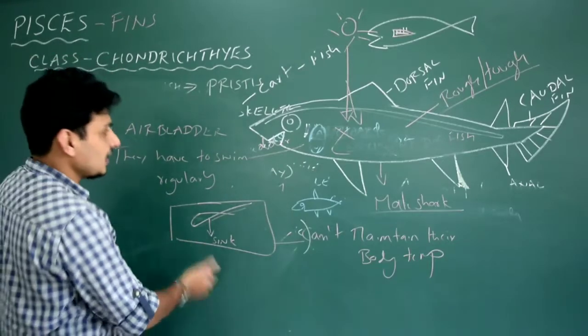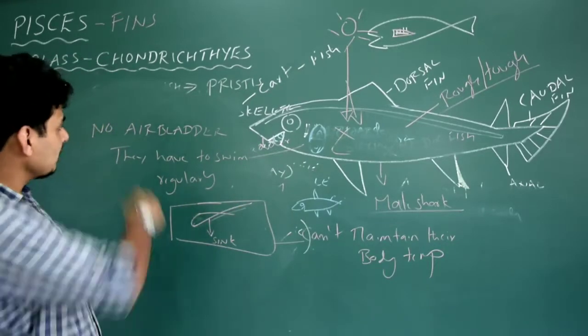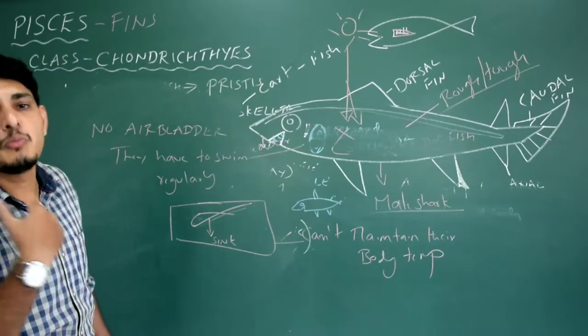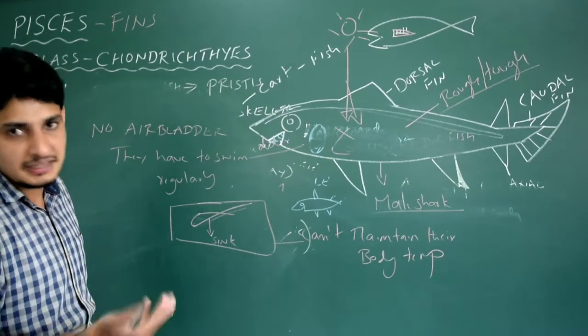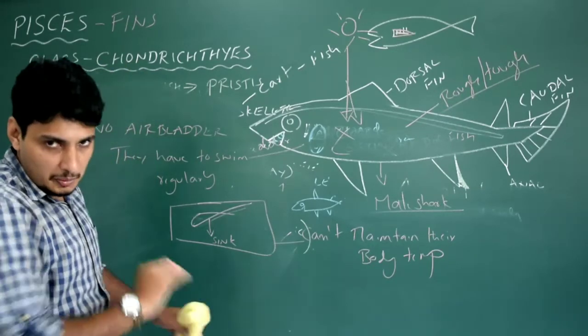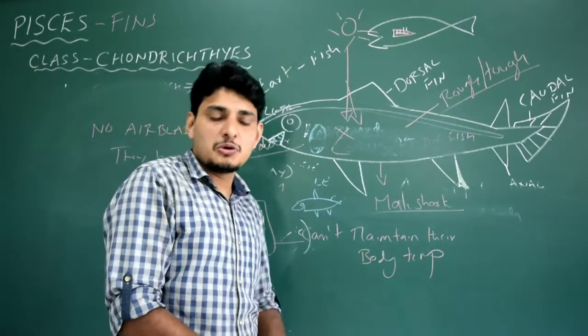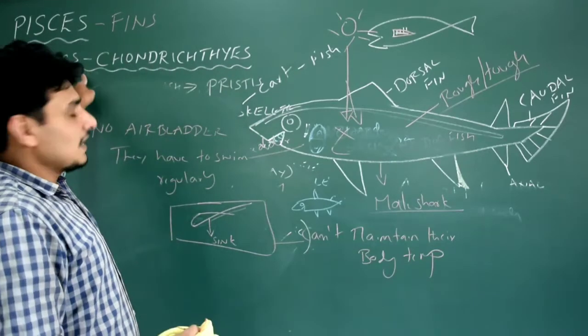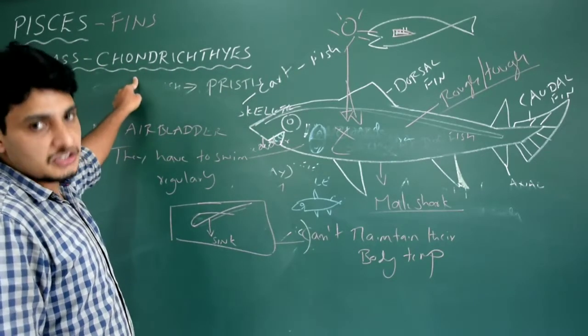To avoid sinking, they have to swim regularly. This is it. Why? No air bladder is provided, so there is no buoyancy. So they have to swim regularly, otherwise they sink. This is the disadvantage of chondrichthyes fish. Hope you understood this session. Now I will discuss one more class of species, that is Osteichthyes.